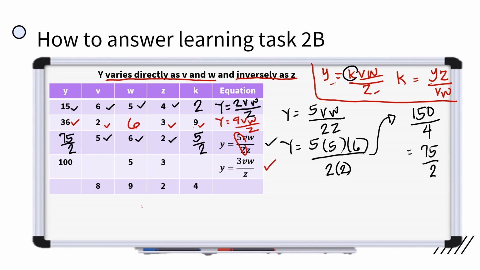So, same thing. We already have here your constant, constant k, which is 3. Sulat lang natin. Then, rewrite lang ulit natin yung equation. Y is equal to 3vw over z. So, we have here our given. Our y is 100. So, equals 3. Ang ating v ay nawawala. And then, the w is 5. And our z ay 3.